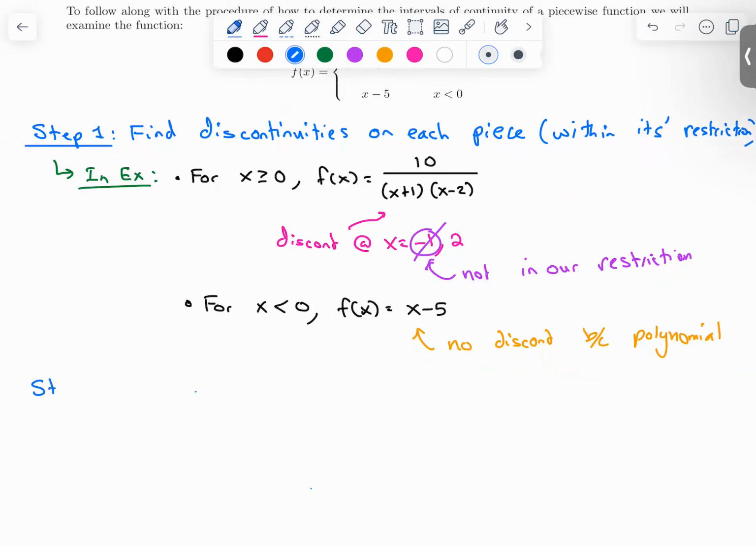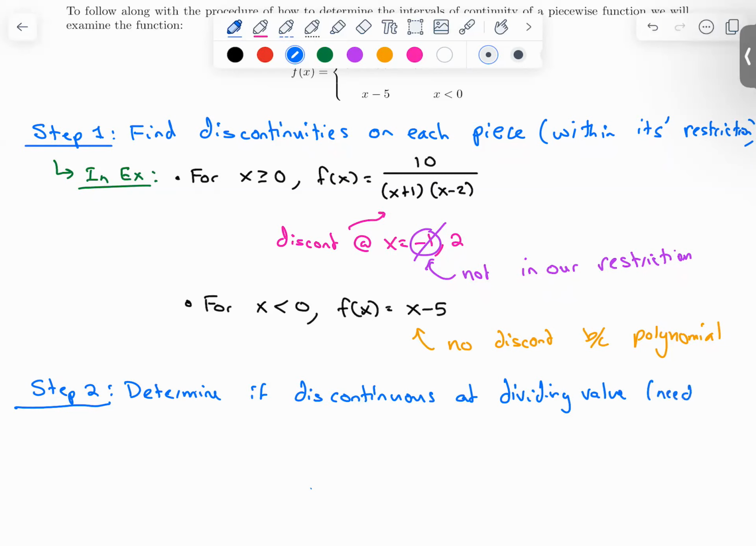Step 2. This is to determine if the function is discontinuous at dividing values. Need to check the left and right hand limits to ensure the full limit exists.